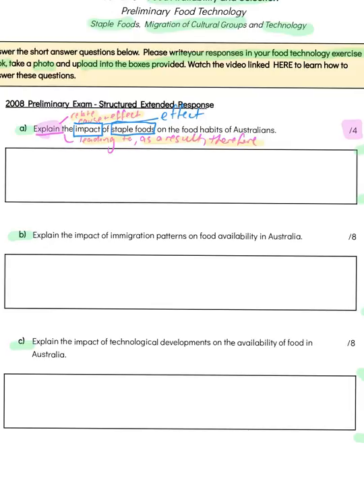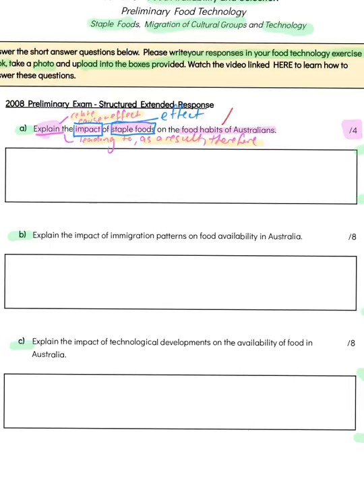So the verb is saying to explain, and the question says, explain the impact of staple foods on the food habits of Australians. So when we see this word impact, it is actually alluding to the effect of something, because the impact of something is the effect that it has. So we're looking specifically at staple foods, but looking at how they have an impact on the food habits of Australians. So to answer this question effectively, you need to do a few things.